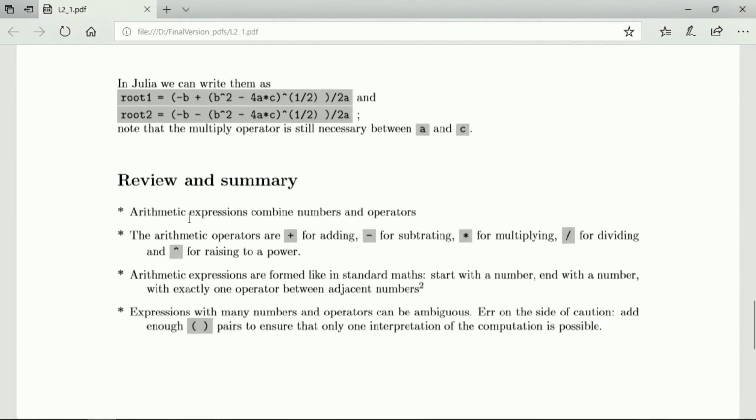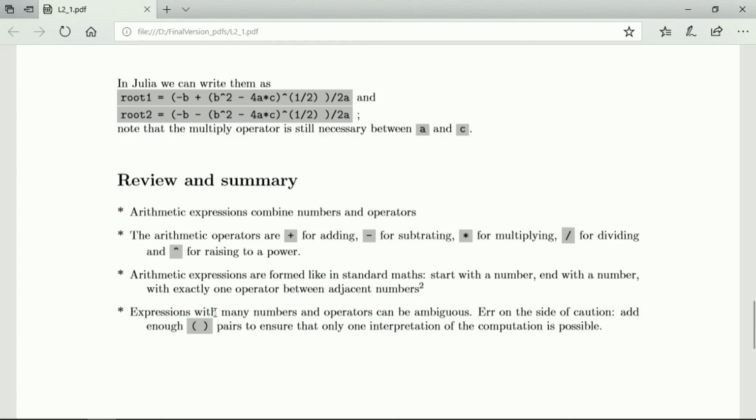So arithmetic expressions, of course, combine numbers and operators, and by numbers we mean also variables whose values are just numbers. The arithmetic operations: the plus sign for adding, the minus sign for subtracting, the asterisk for multiplying, the forward slash for dividing, and the caret for raising to a power. All of these are formed just like in standard mathematics. You start with a number, you end with a number, and exactly one operator between two adjacent numbers, except that if you just have a number by itself, you can have a minus in front.